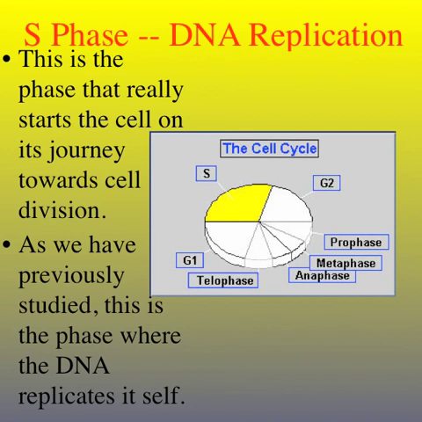The S phase starts the cell on its journey towards cell division. The first thing we have to do is copy the commands, copy the nerve center. So the DNA, that's what controls the cell. So we have to copy the DNA, double it, replicate it, I should say, so it's ready to give a complete set to each new cell.